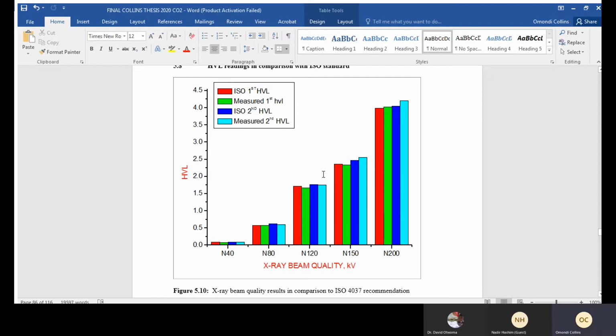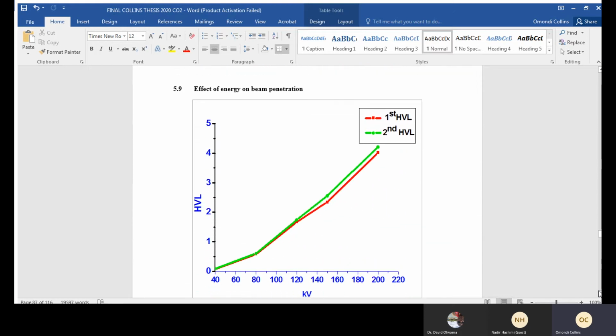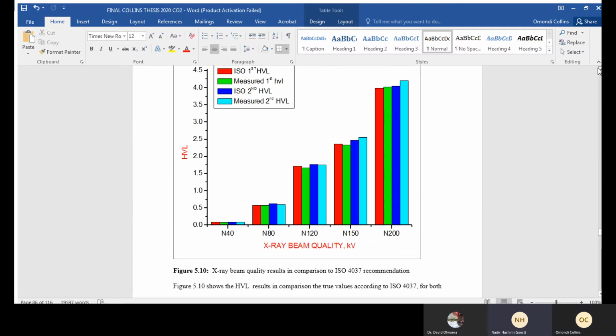So with this, the second step is to carry out the homogeneity coefficient. So this is a comparison I did for. Before you go for that, project the graph again. Yes, this graph. Now let's discuss the physics here. Is it what you expect from physics when you increase the voltage from 40 to 200? The half value layer increases. Are you able to interpret this using physics principles?